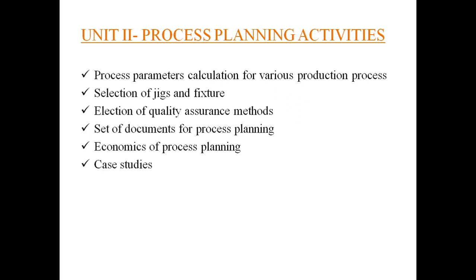The third one is selection of quality assurance methods. In quality assurance methods, we use some of the quality tools, the Q7 tools, control charts, etc. In quality assurance, we have to select the inspection method, whether manual, automatic, or semi-automatic. We have to decide depending on the quality and the product cost.